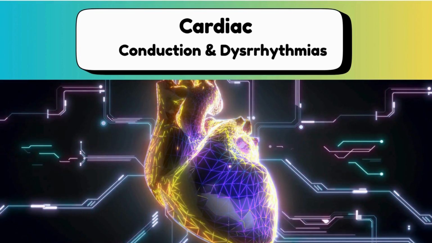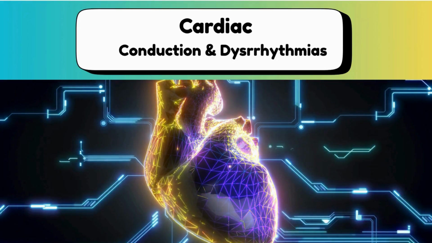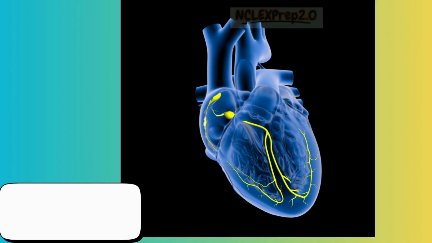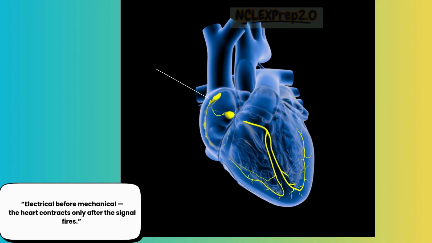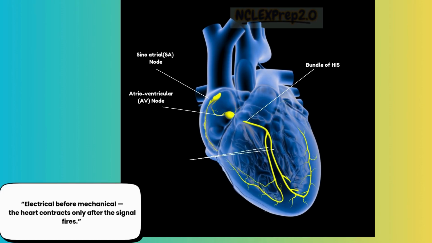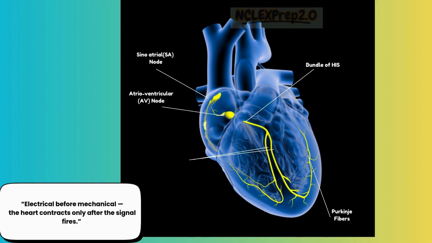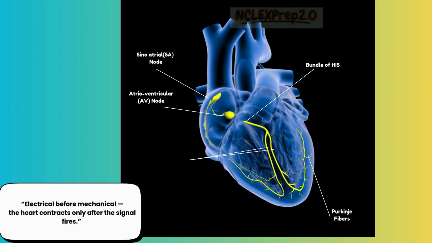Hi and welcome back. Let's go over the cardiac conduction system and the dysrhythmias you're likely to see in your exams. The heart's electrical impulse starts at the sinoatrial node, the SA node. This is the natural pacemaker located in the right atrium. It generates the initial electrical signal that sets the pace for the heart rate.